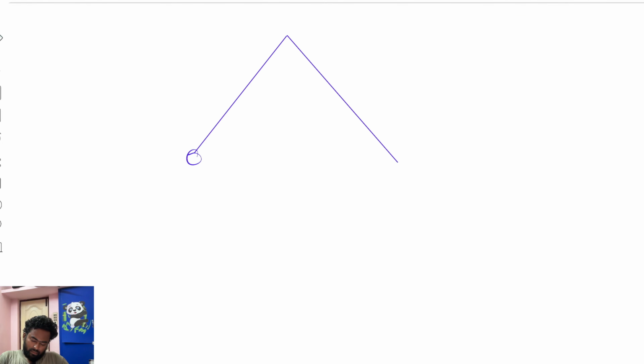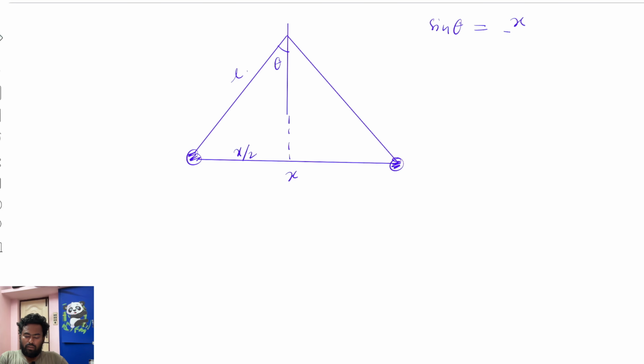Diagram will look something like this. Vertical angle how much? Theta, length L. Let's say the distance between them is x, so half the distance will be x by 2. So define sine theta. Sine theta will be x by 2L. First point.